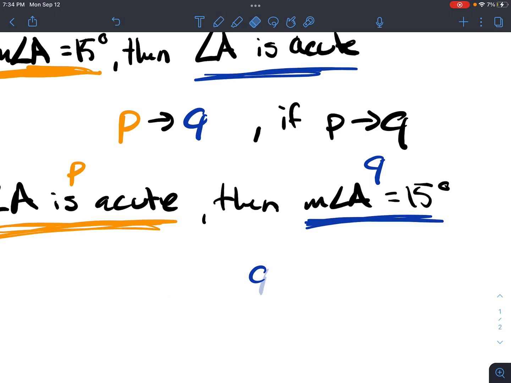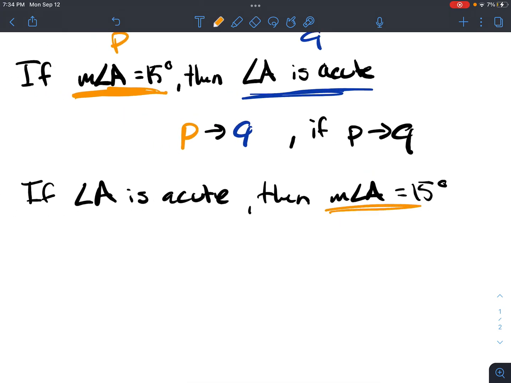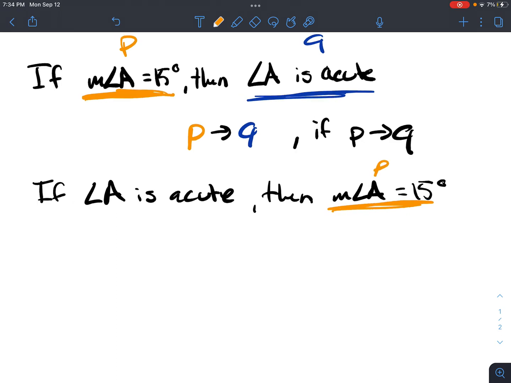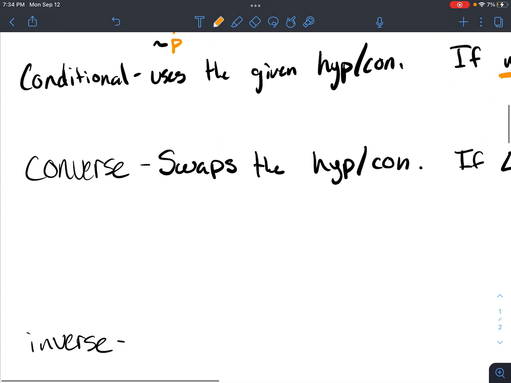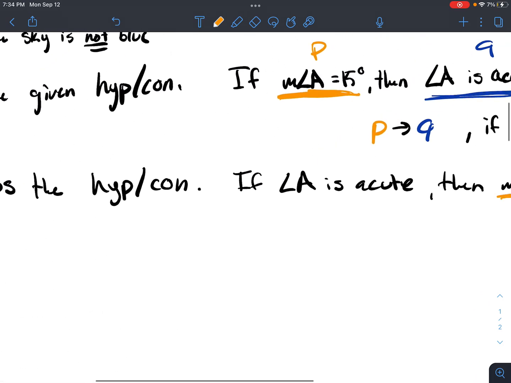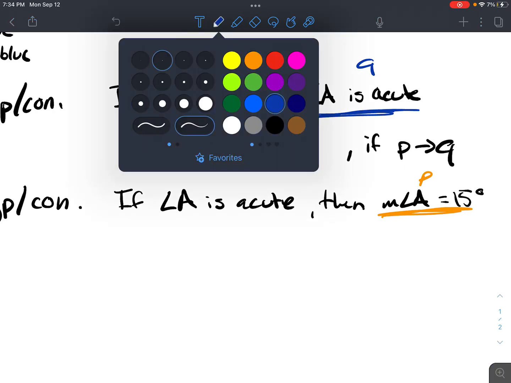Let me, I messed this up. So the P's and Q's, when we're writing the converse, the inverse, and the contrapositive, when I ask you to write those forms of the conditional statement, they're going to change.